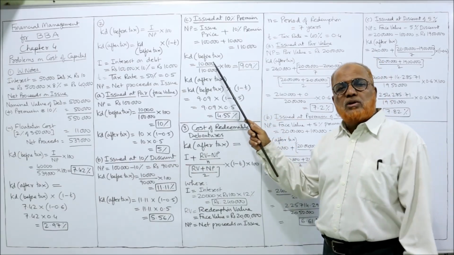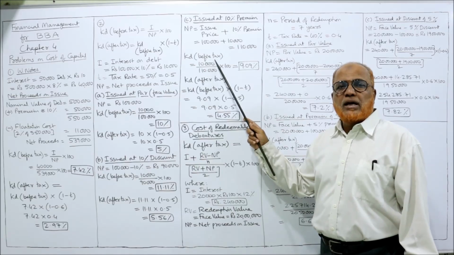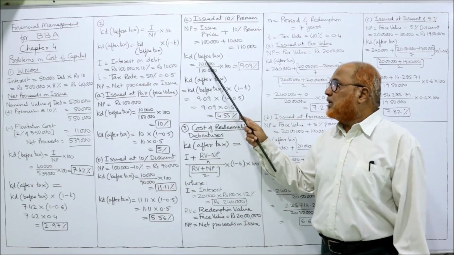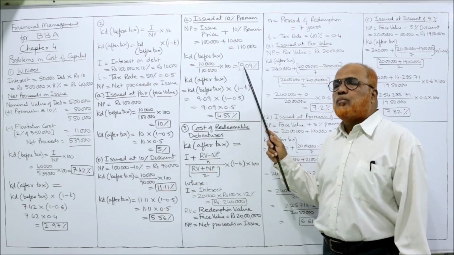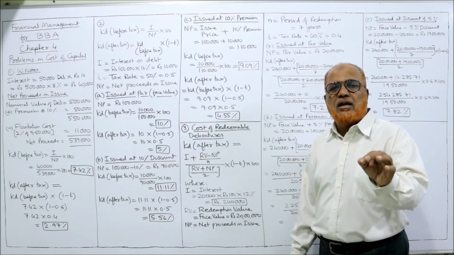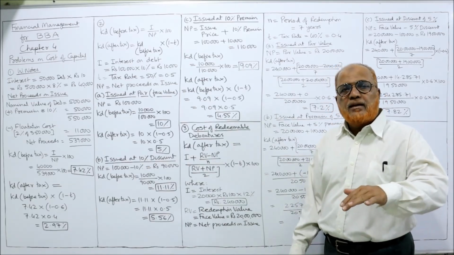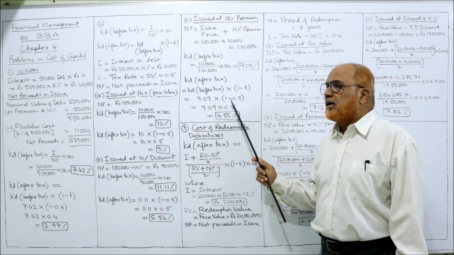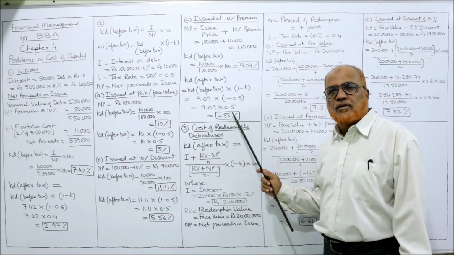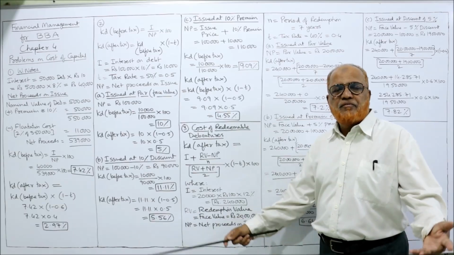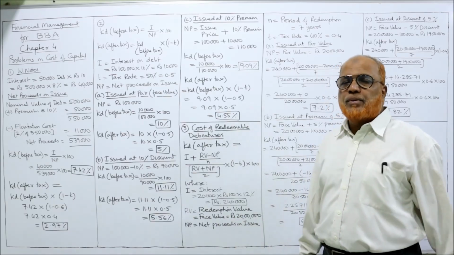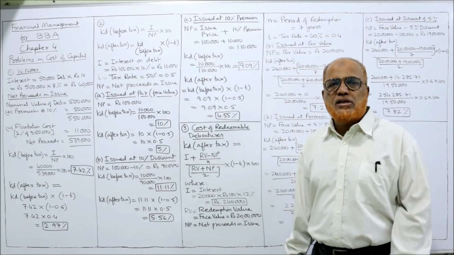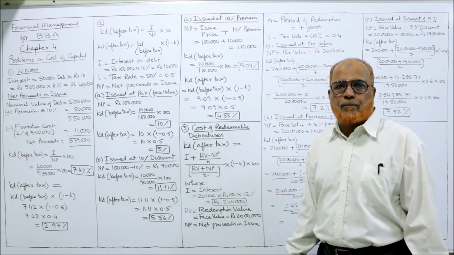Now again we substitute the values in the formula. KD before tax. 10,000 is the interest divided by net proceeds 1 lakh 10,000. So 10,000 by 1 lakh 10,000 into 100, 9.09%. This is the KD before tax. Now we need KD after tax. So KD before tax into 1 minus T, that is 9.09 into 1 minus 0.5, 0.5. It comes to 4.55%. Finished. So two problems I have completed and these two problems are irredeemable debt. The period of redemption is not given, then these formulas will be applied.